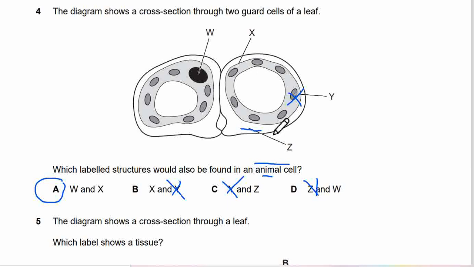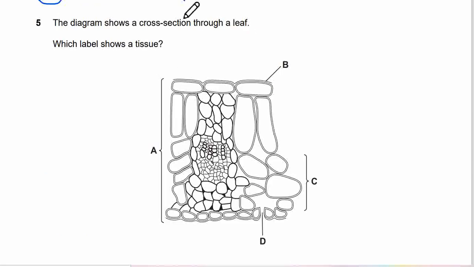Now let's move on to question number 5. The diagram shows a cross section through a leaf. Which label shows a tissue? Is it B or A or C or D? A tissue.